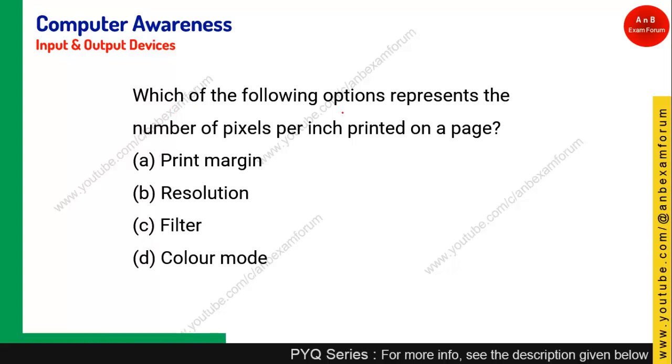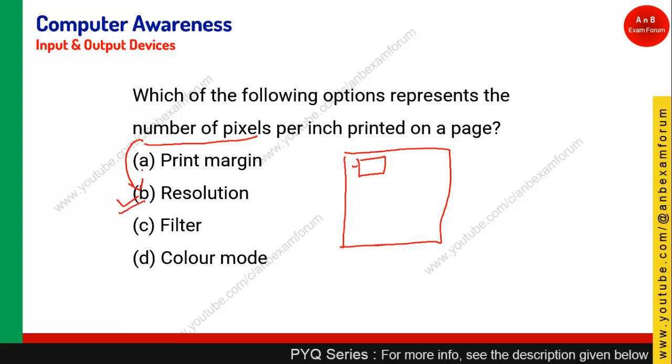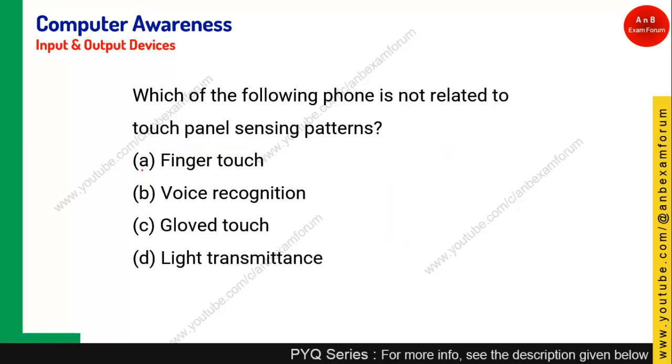Let's see the next question. Which of the following options represents the number of pixels per inch printed on a page? If this is your page, and obviously it will have certain characters in it, what it says is the number of pixels per inch printed on the page. Whenever you see number of pixels, they might be talking about resolution. Those who have given resolution, they are right. Option B is the right answer.